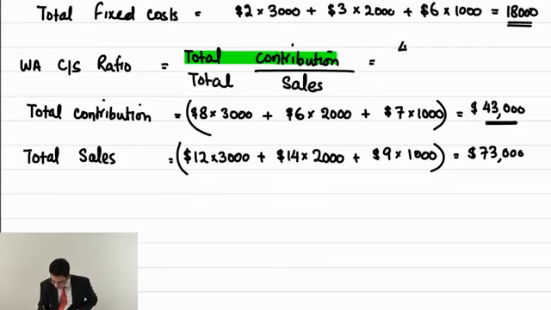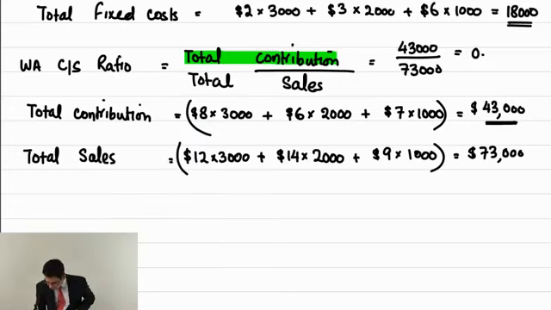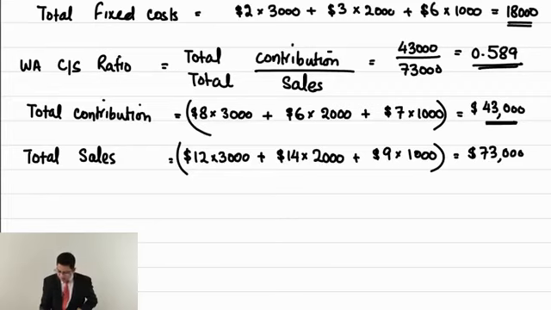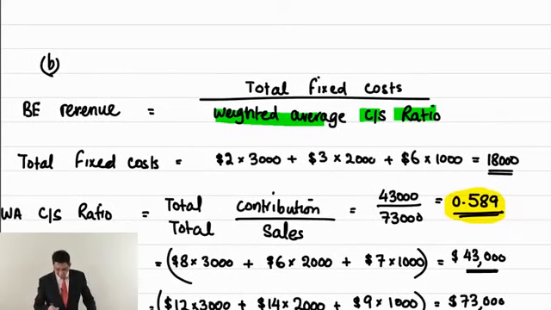And here is the weighted average CS ratio. Total contribution divided by total sales. And I get 0.589. If you fancy multiplying this by 100, you will get 58.9%. 0.589 simply reflects 58.9%.